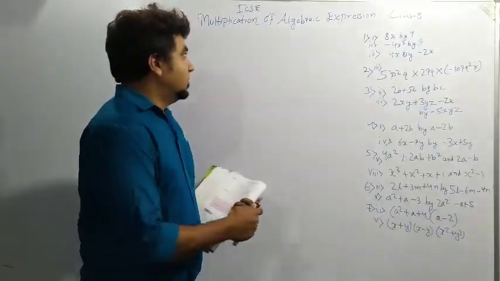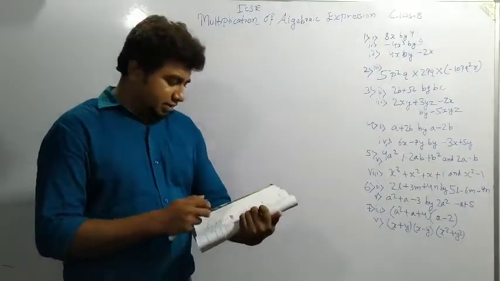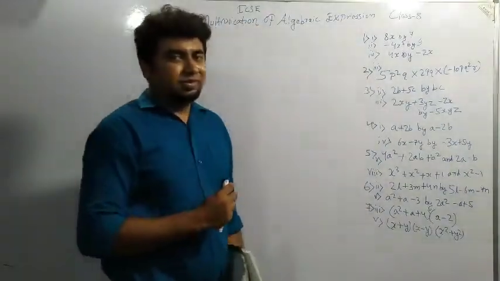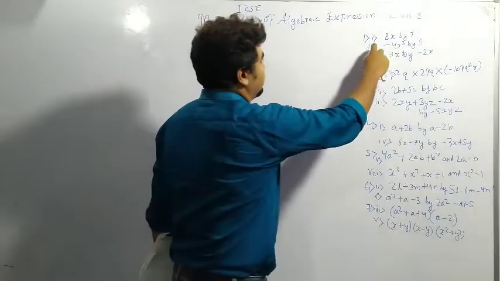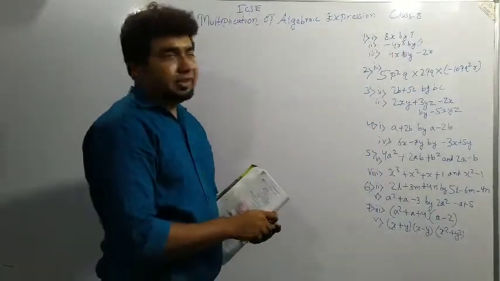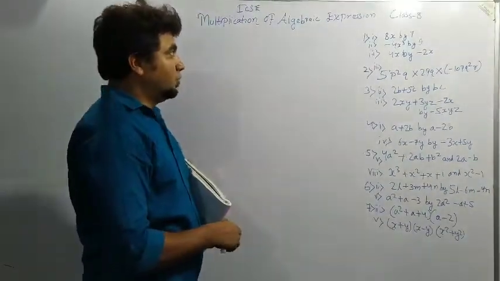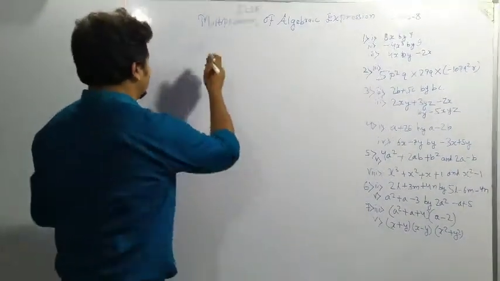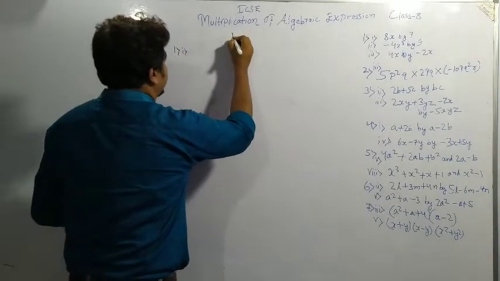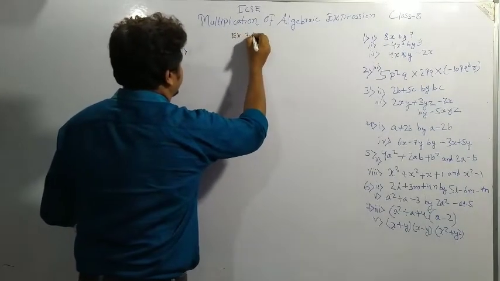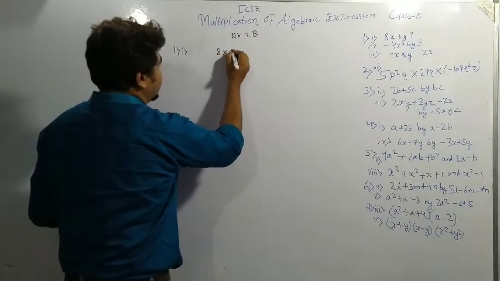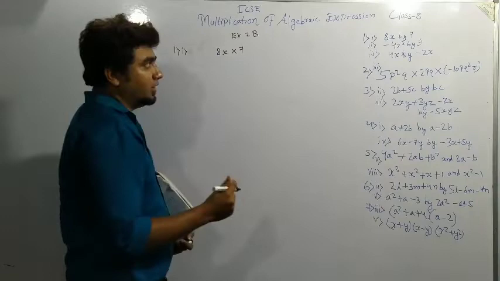Okay. Now we'll be solving exercise 2b. So here are the questions which I will be solving. The first question, the first bit which is given, is multiply 8x by 7. We have to multiply 8x by 7. So 8x into 7, meaning multiply 8x by 7.